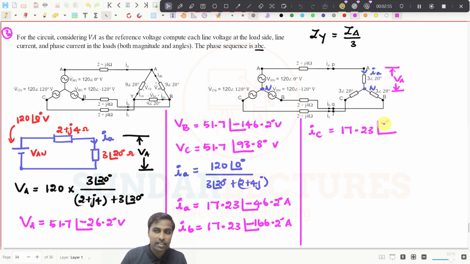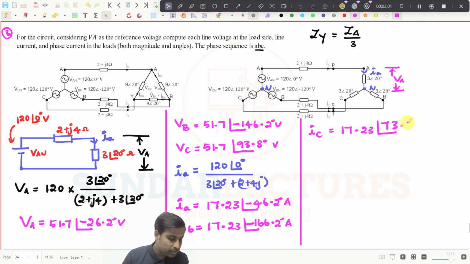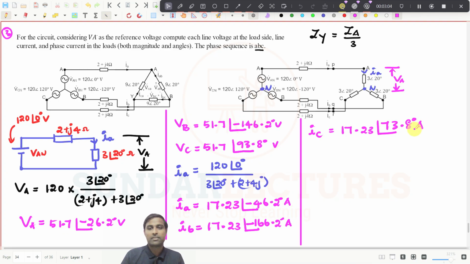I am just getting 73.8 degree, 8 degree amperes. So now we have found all the values, right? What are the values now? IA, IB, IC, that is VA, VB, VC, we have found.